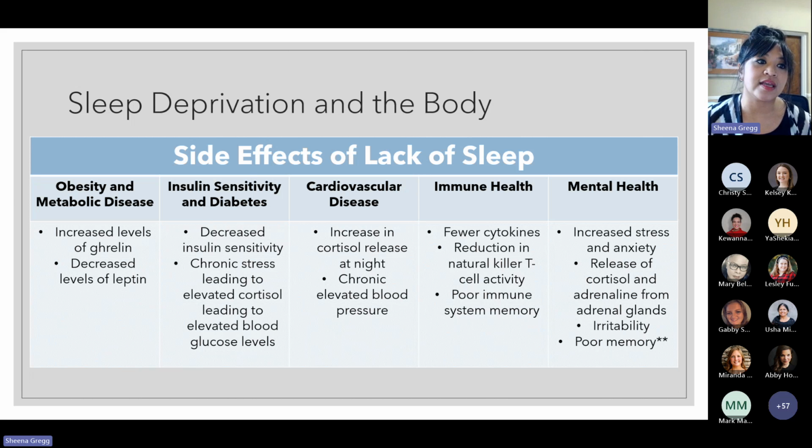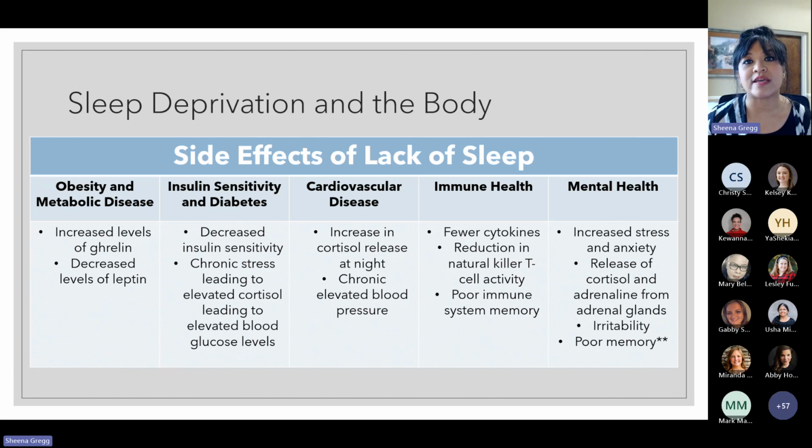So, first, when we're thinking about obesity and metabolic disease, we're looking at increased levels of ghrelin and decreased levels of leptin. Numerous studies show that we're more likely to make less healthy food choices and eat larger quantities of food when our brains and our bodies are sleep deprived. I think that's important to note. You may have experienced that personally, or maybe you've observed that in other individuals. The reason for this is that imbalance of those appetite hormones, leptin and ghrelin.